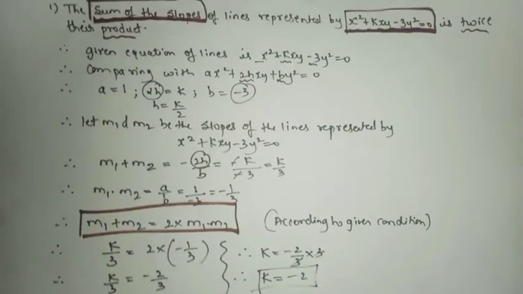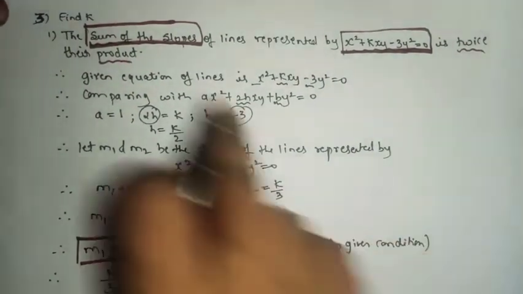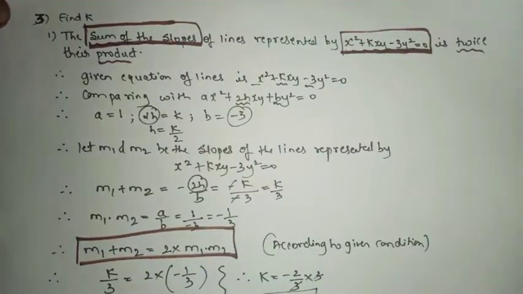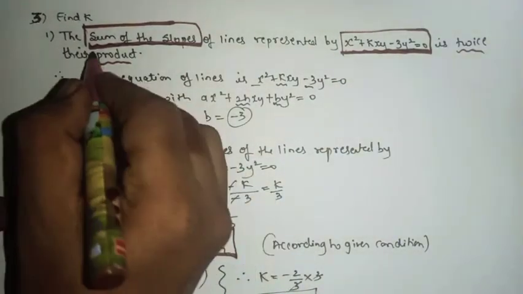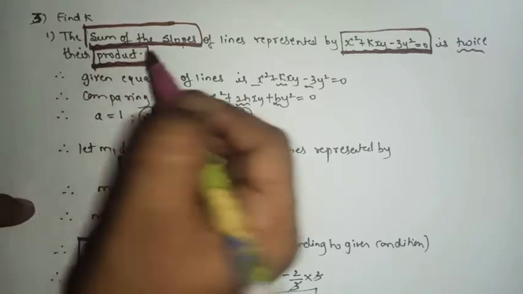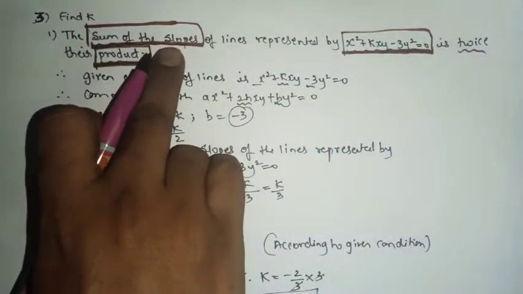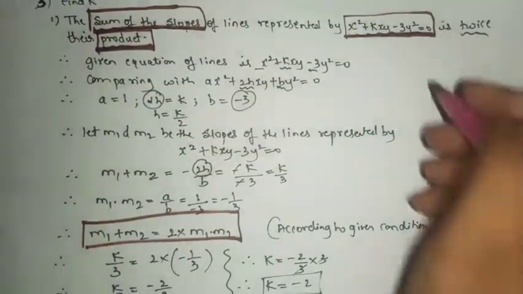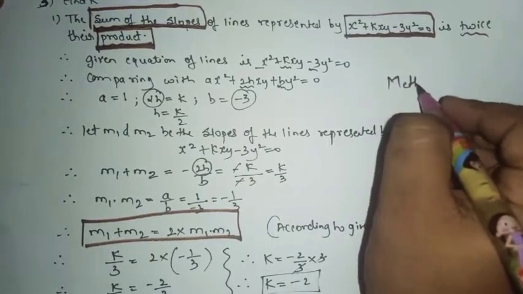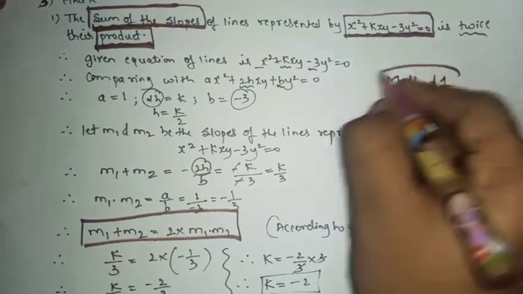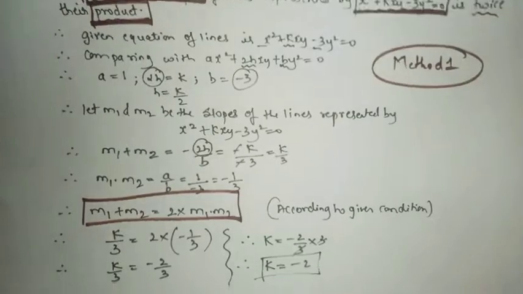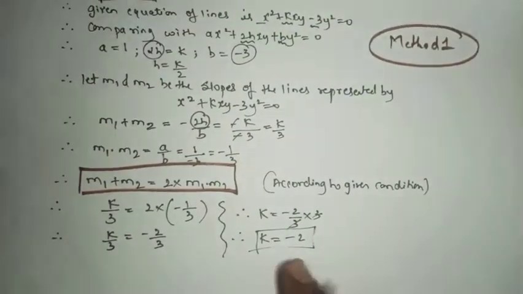So in this way you have to find the value of k when you have the condition given with respect to the slope using the method number 1. Got the point? In this way you can find your answer.